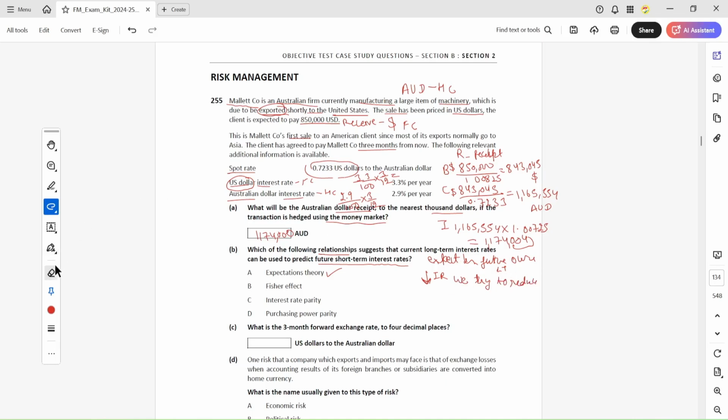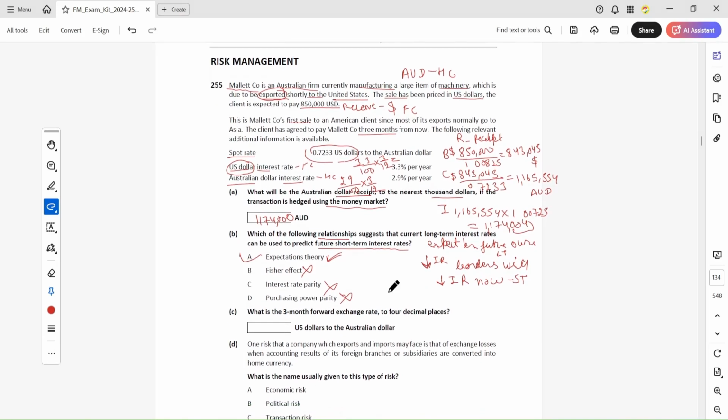So lenders will reduce the interest rate now; the short-term interest rate will be reduced. This is the expectations theory that defines this. Next question: what is the forward exchange rate to the nearest decimal?